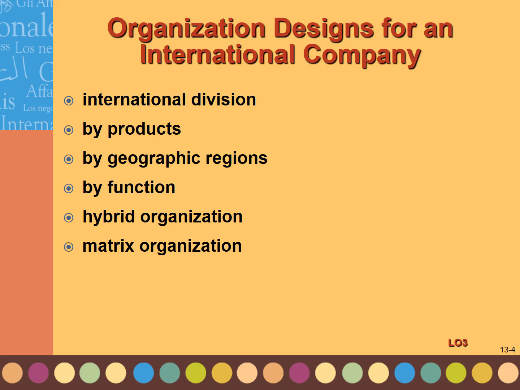So the ways you can design, and we're going to talk about all of these, so I'm just going to mention them briefly here. You can do an international division. You can set yourself up by products, by geographic regions, by functions. You can have a hybrid organization, or you can have a matrix. So we're going to cover each of those briefly.